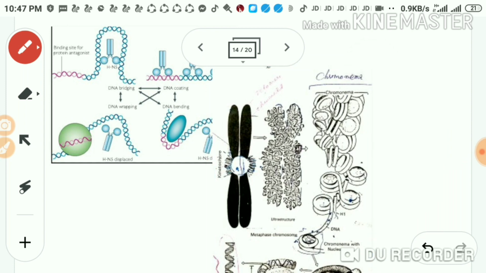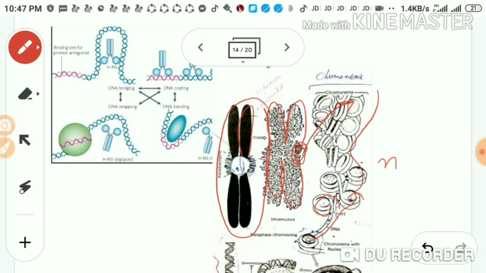This is the eukaryotic chromosome. When we observe through the microscope, if we remove the outermost covering, we get this structure. And only a small portion of this chromosome, when we observe through the electron microscope, we get this beaded coiled structure. Got it? And each bead is known as a nucleosome.